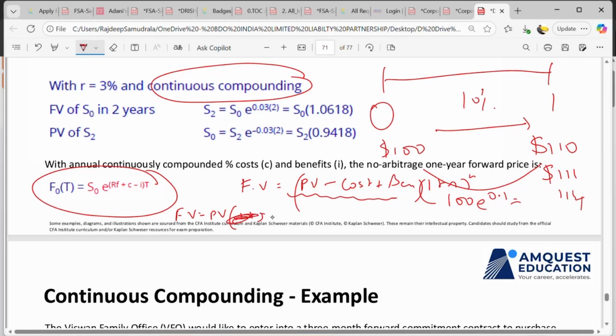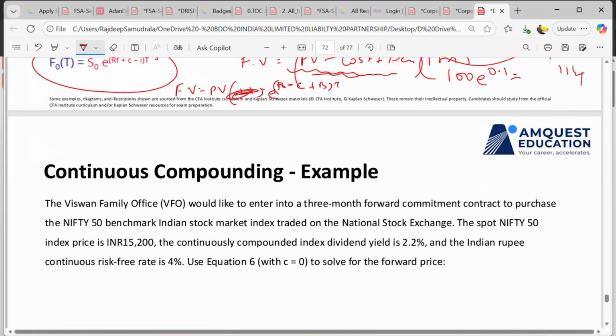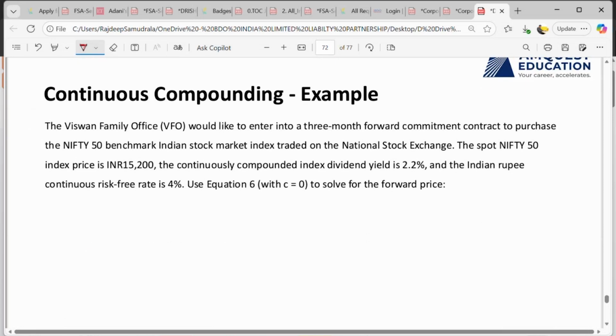Right? Actually, no, it is into e raised to r. But in the r, if I want to adjust the cost and the benefit, if the cost and benefit is given in the form of a rate, then I'll adjust it in the rate. If the cost and benefit is given in dollar terms, I'll adjust it in the present value. Clear? So I'll quickly recap.